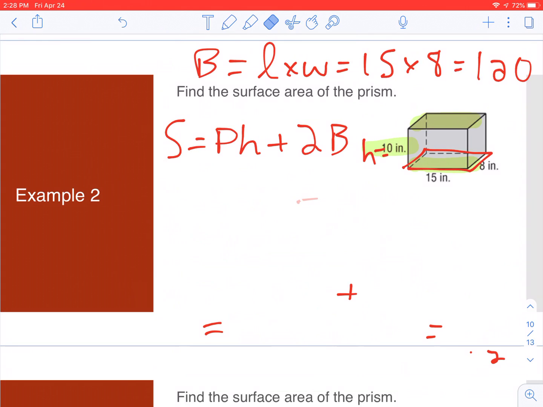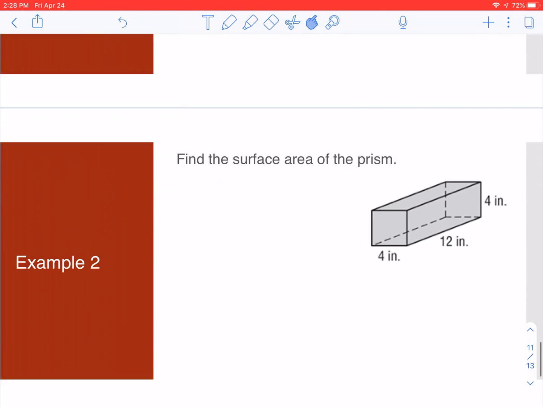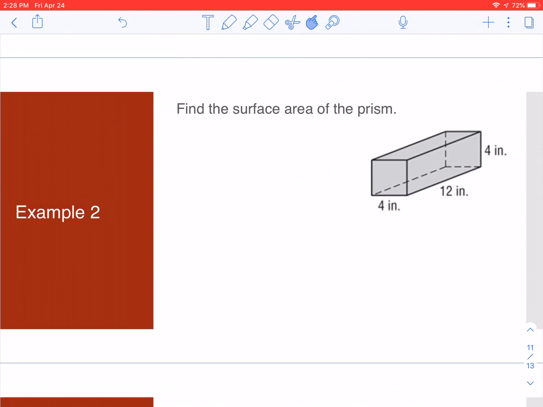Okay, the shortcut is, oh, never mind. I'm thinking volume. So that's how you're going to have to do it. You could also find the area of all the surfaces and then multiply, but this is the best way. We just did an example like that.